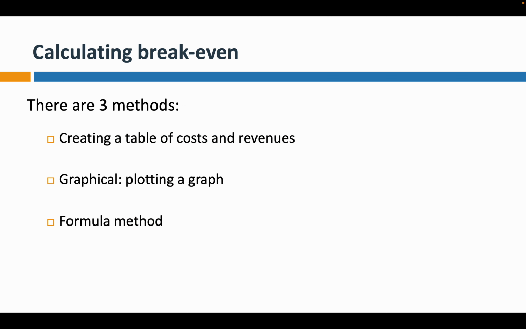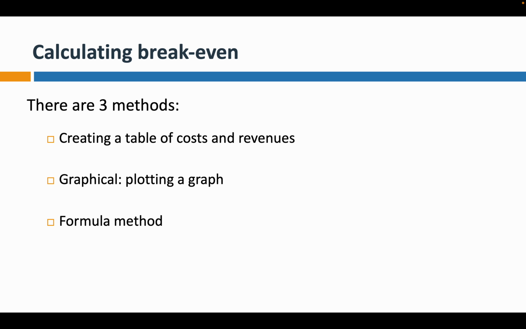So now how do we calculate break-even? How do we actually find the break-even level of output? There are three methods. The easiest one, but also more time-consuming, is creating a table of costs and revenues and then comparing the values that we get.